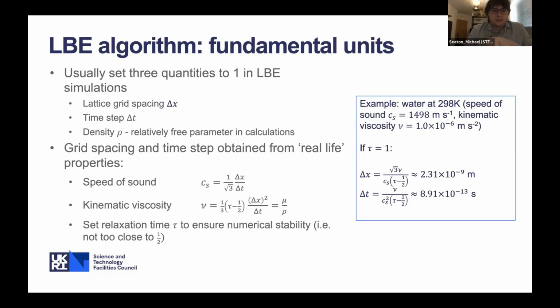Now, there are two properties that we can determine from the grid spacing and the time step, and those are the speed of sound, which is set to 1 over the square root of 3 times the grid spacing divided by the time step, and the other is the kinematic viscosity, which I showed you the expression for before. And it means if you set the relaxation time, you can specify what the grid spacing and the time step is if you know the speed of sound and the kinematic viscosity of your fluid. So there's the example here on the right for water.